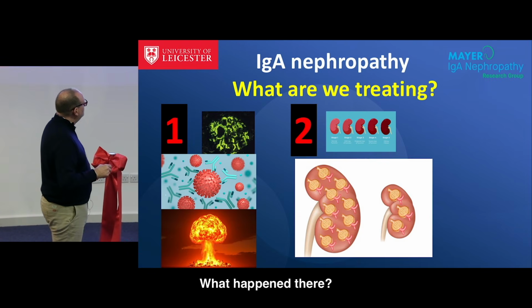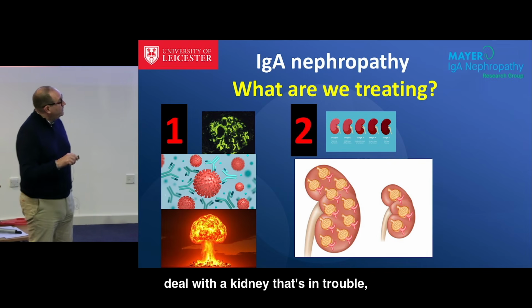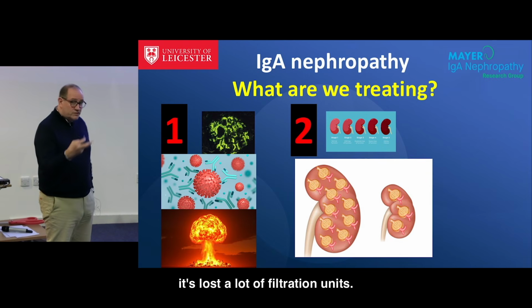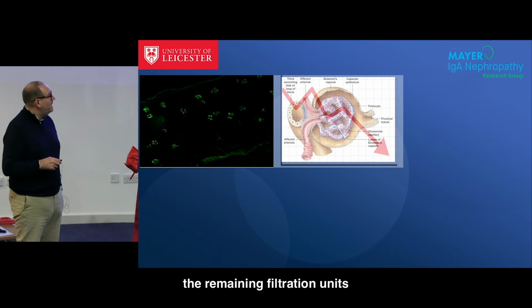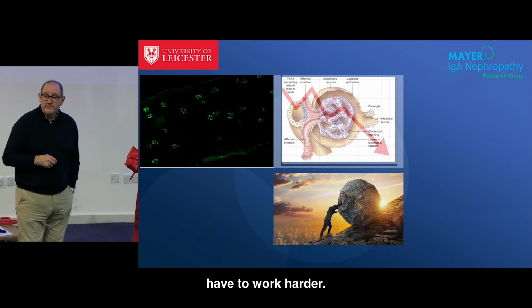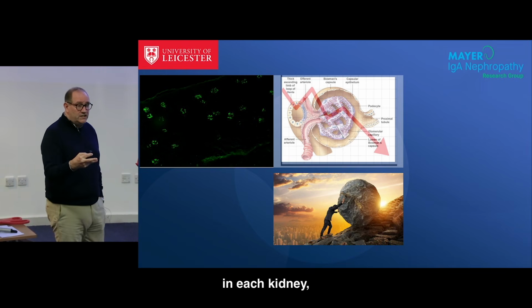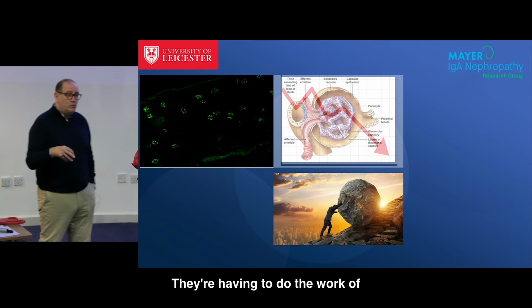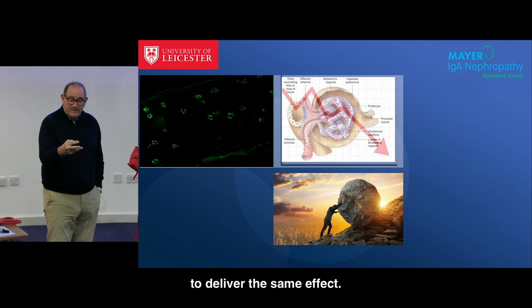Okay, so now let's think about how we deal with a kidney that's in trouble, generally in terms of the fact it's lost a lot of filtration units. And when you think about losing filtration units, as with anything, the remaining filtration units have to work harder. So you start off with 1 million filtration units in each kidney and you get down to 500,000. They're having to do the work of at least twice the amount of work to deliver the same effect.